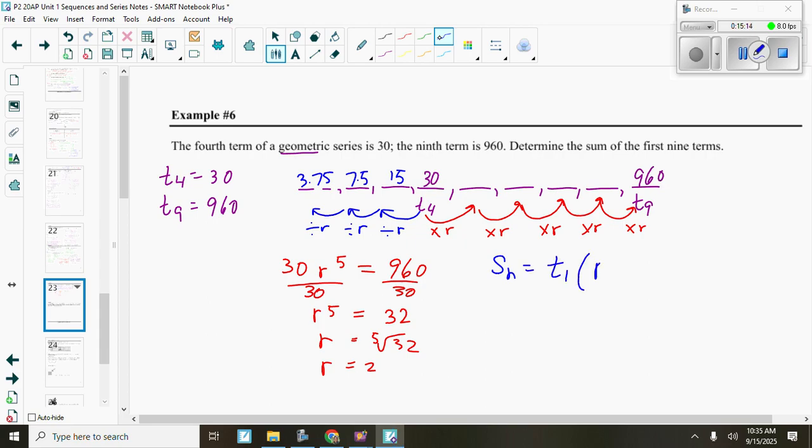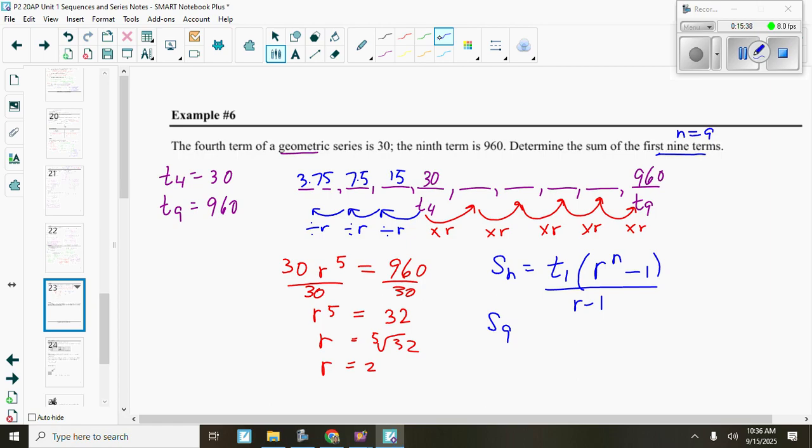Okay, for term 1, I'm just going to say Rn minus 1. You could have chosen the other one, that's okay. And it wants us to find the sum of the first 9 terms. So when it says the sum of the first 9 terms, we know that n is equal to 9. Again, here's a little minor thing.